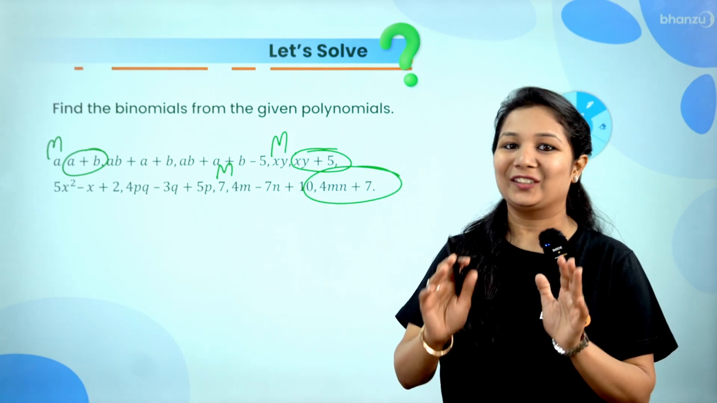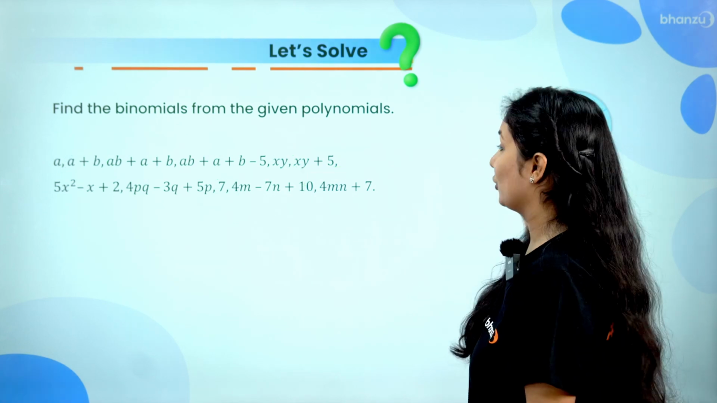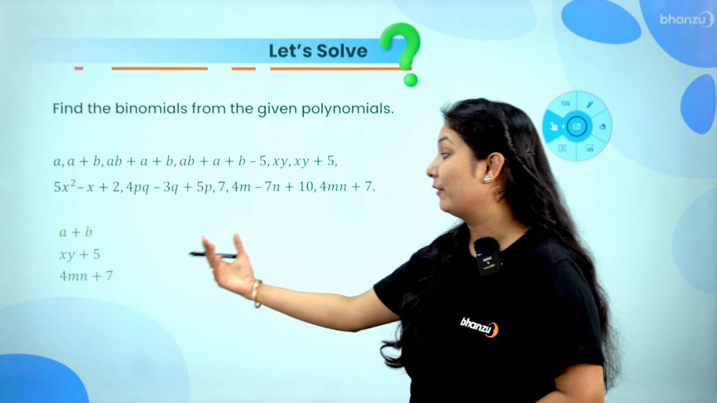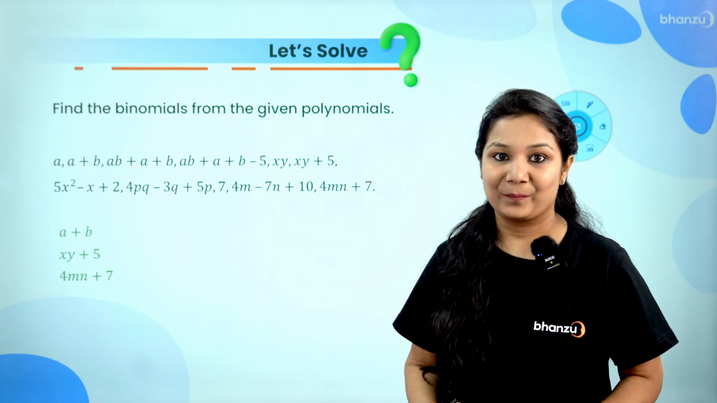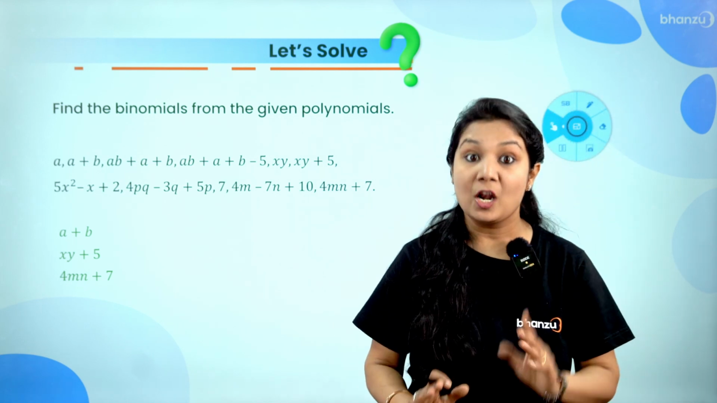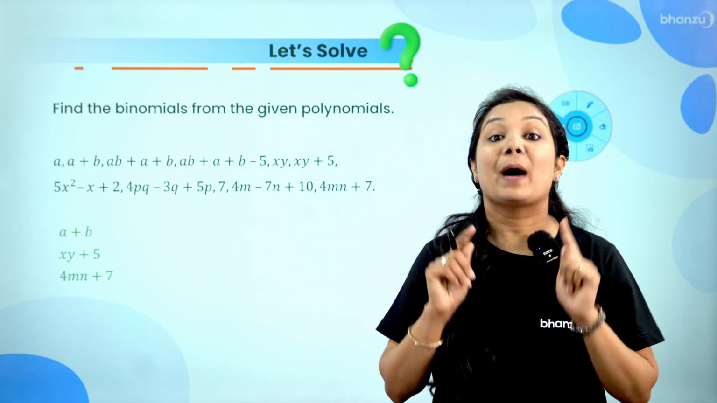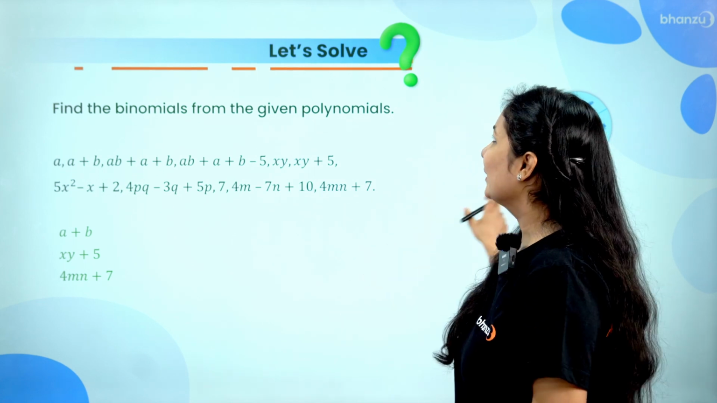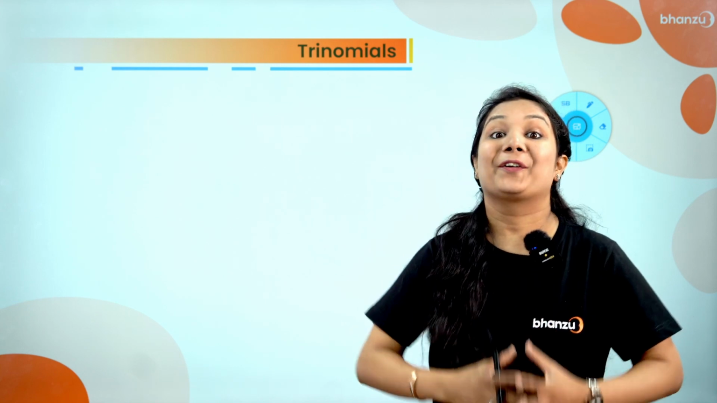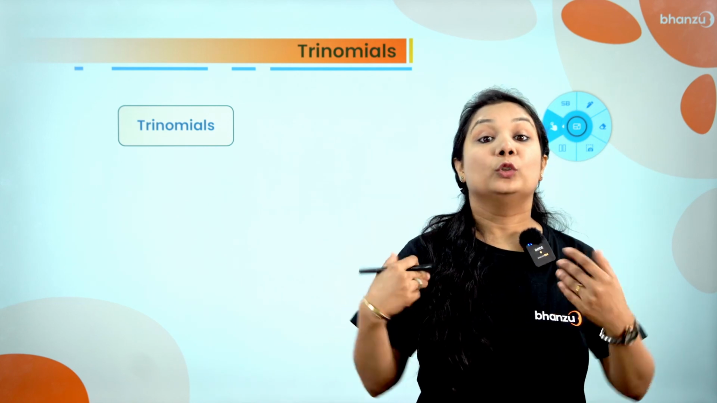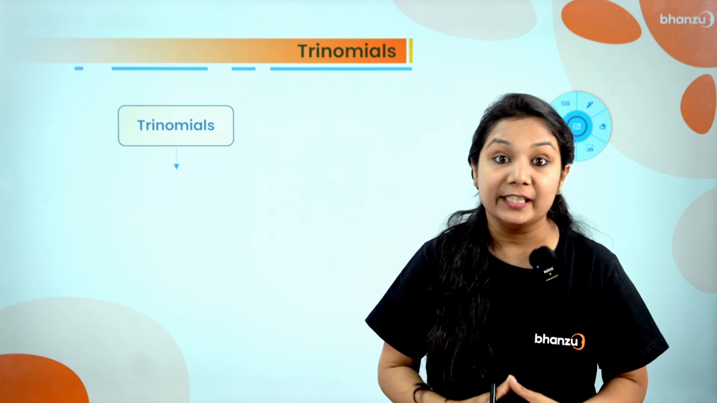So we got three binomials in this particular question, which are a plus b, xy plus 5 and 4mn plus 7. Got it? So till now what we have covered? Monomial, one term expression. Binomial, two unlike terms. Yes? So let's move ahead and tell what are trinomials. Tri means three. Yes? So trinomials would be those expressions which have three terms.